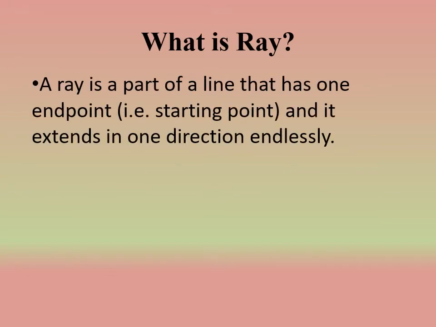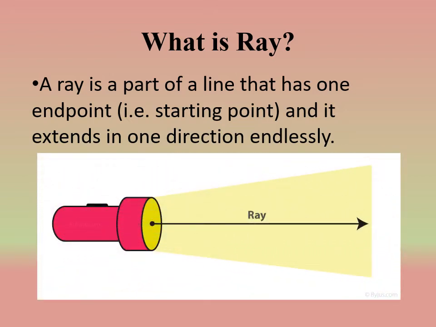Now, what is a ray? A ray is a part of a line that has one endpoint. That means it has a starting point, but it doesn't have any ending point. That means it can extend, but only in one direction. Like here, take an example of a ray coming out from a torch. The point from where it is coming out of the torch is an endpoint. From here, you cannot extend it. From here it is starting, but the other side of the ray is represented as an arrow. It means it can extend endlessly. So it has only one endpoint.